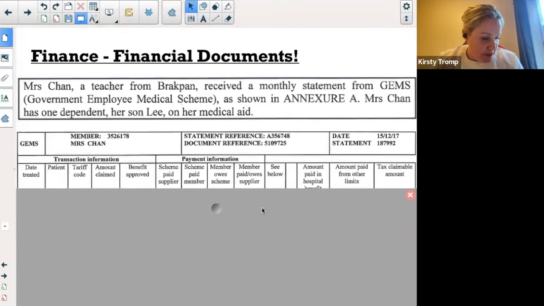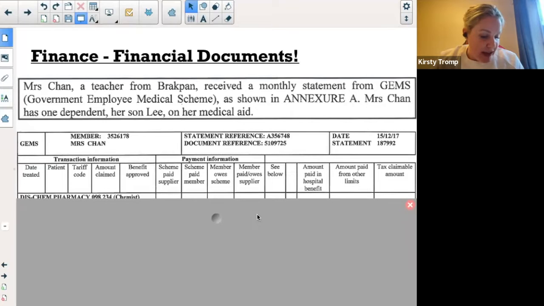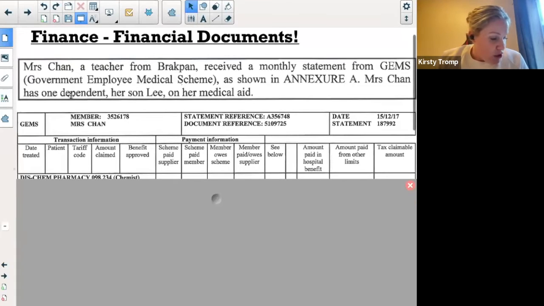So we're going to look at this Annexure A. We're going to break it down piece by piece before we look at the whole document, because looking at the whole thing can sometimes be a little bit intimidating. So we've got GEMS, which is the medical aid. They've given us a member number. That's normally who you represent on their side of things, your member number. Mrs. Chang is the name of the person who this medical aid belongs to. They've given us a statement reference, the document reference as well.